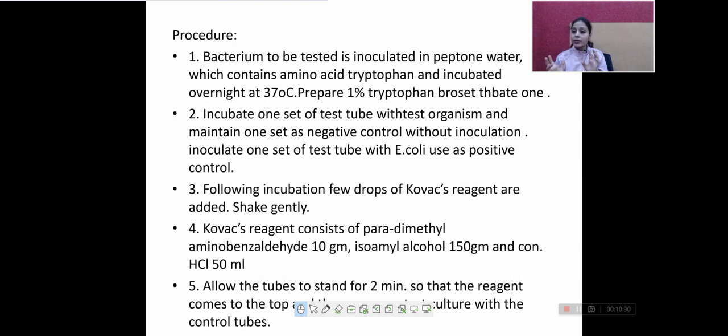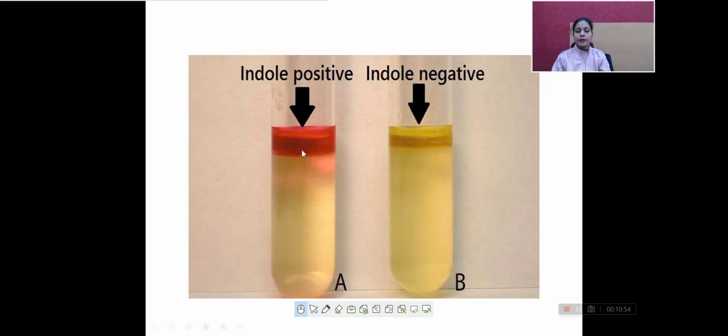Clear? Allow the tube to stand for 2 minutes so that the reagent comes to the top, and compare the culture with the control tube. See this, the reagent comes at the top. This is known as indole positive, when the reagent comes at the top and produces red color. If the reagent does not come at the top, then this is indole negative. This is a methyl red test.